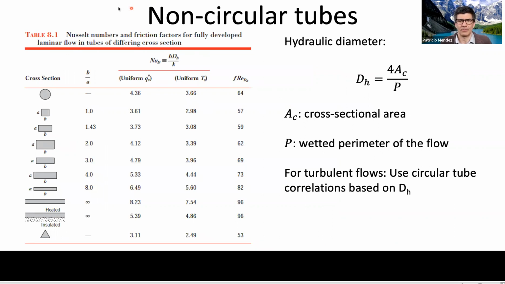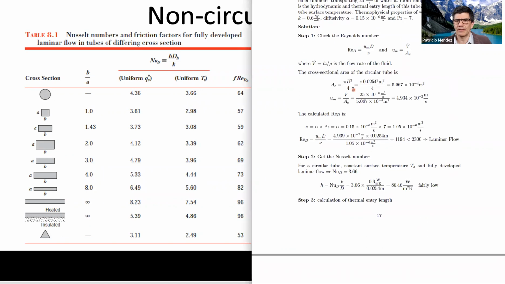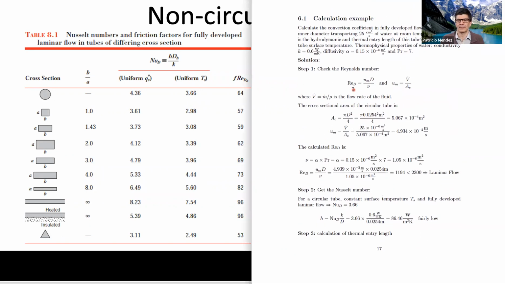Let's do an example. We started with this calculation example last class, in which we calculated the convection coefficient in a pipe of 1 inch in diameter that is carrying water. And so we checked the Reynolds number, and we saw that the Reynolds number was below the critical Reynolds and was therefore laminar flow. Great.